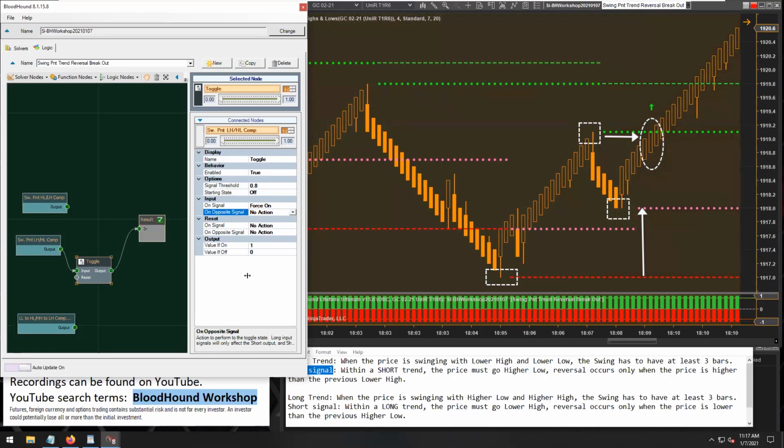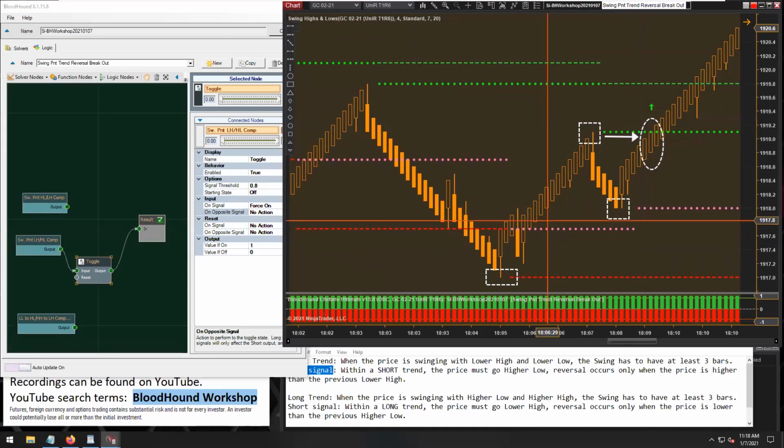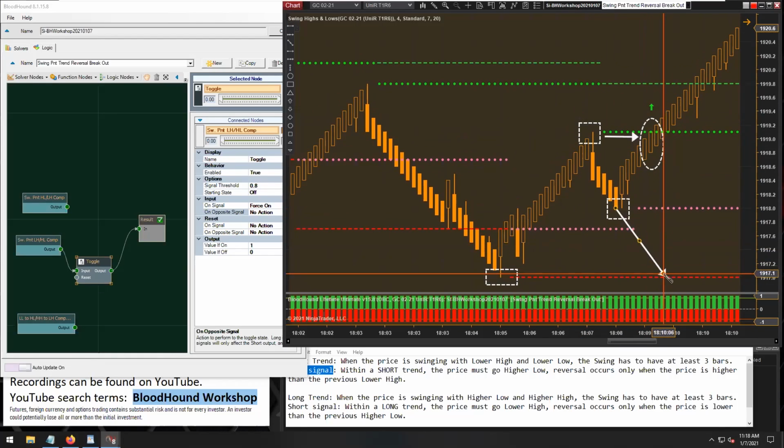And what I need to do is identify, let's just say here, let's pretend, we have our lower high. Now what if price kept on going down, right?